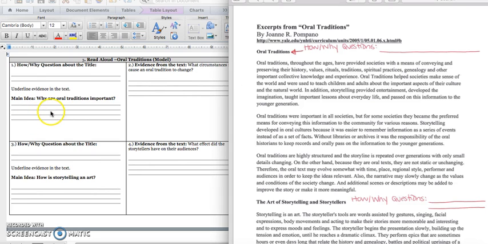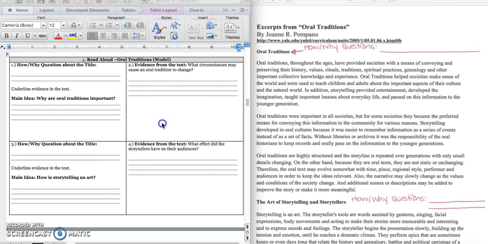Oral traditions are important because they allow a community to easily remember their culture's history and important life lessons. Press pause to write down your answer and play when you are ready to move on.